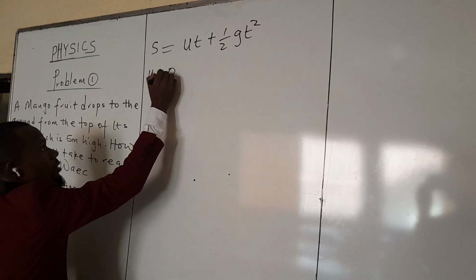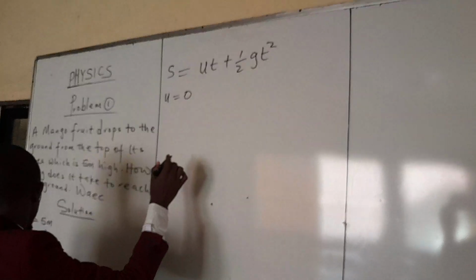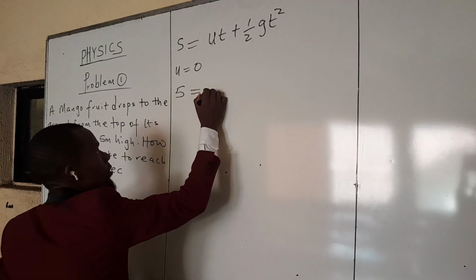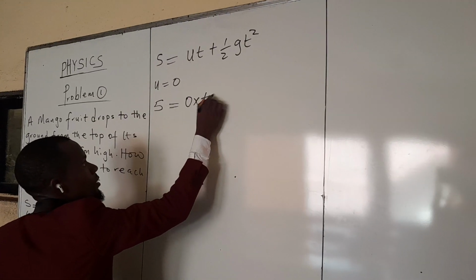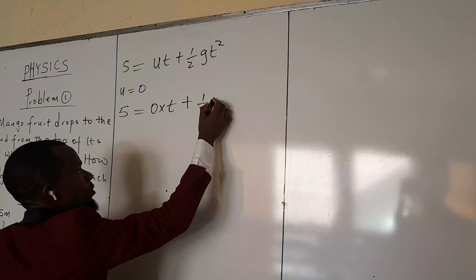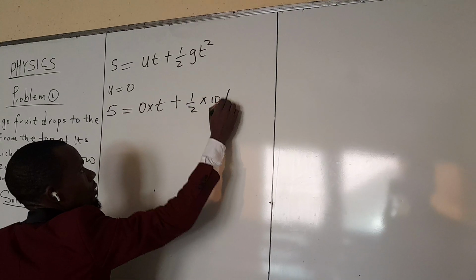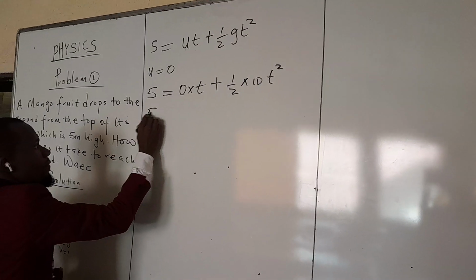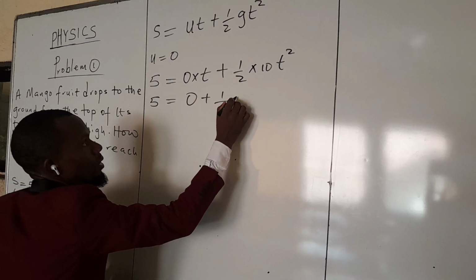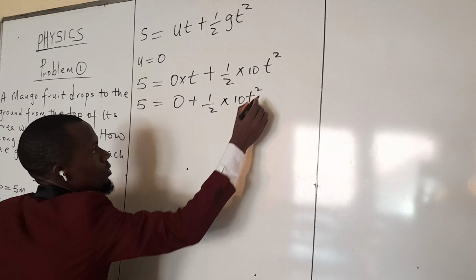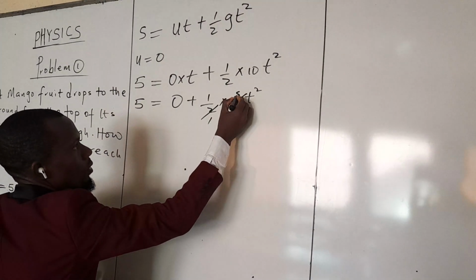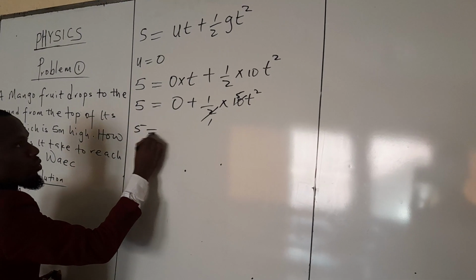With this, remember my u is equal to 0. My x is given as 5, which is my 5 meter height. My u is 0, so I'll have 0 times t plus half times my acceleration due to gravity, 10, times t squared. So my 5 is equal to 0 times t, which gives 0, plus half times 10 t squared. As you can see, the 2 goes into 10 to give 5. So I'll have 5 is equal to 5t squared.